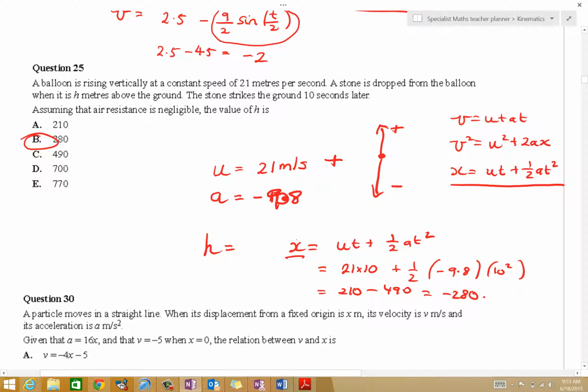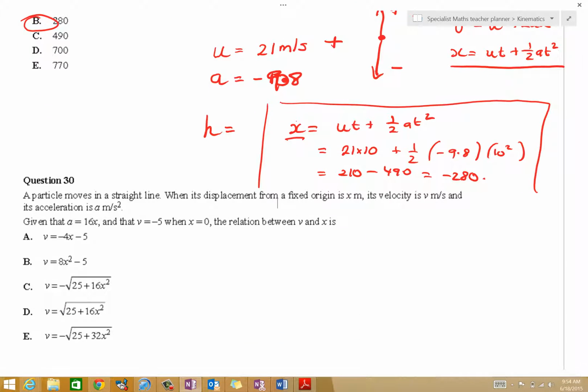What have I done wrong there? So, what have I done wrong in my working here? Nothing? You can define x as negative h. Yes. What you've worked out is the point it hits 10 seconds later is 280 meters below where you dropped it from. Yeah. Okay. Cool. All right.